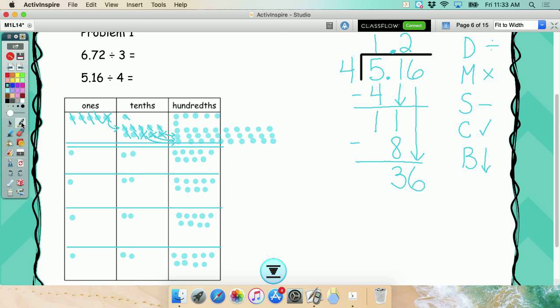And then, did that use all of the 36 dots? Yes. So I'm crossing them all off. None left over. Standard algorithm, how many were in each group? 9. 9 times 4 is 36. 36 minus 36? 0.